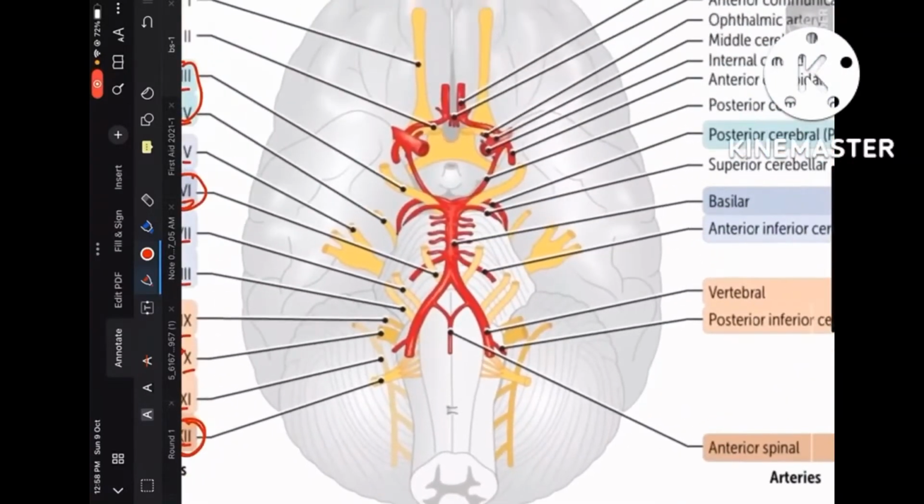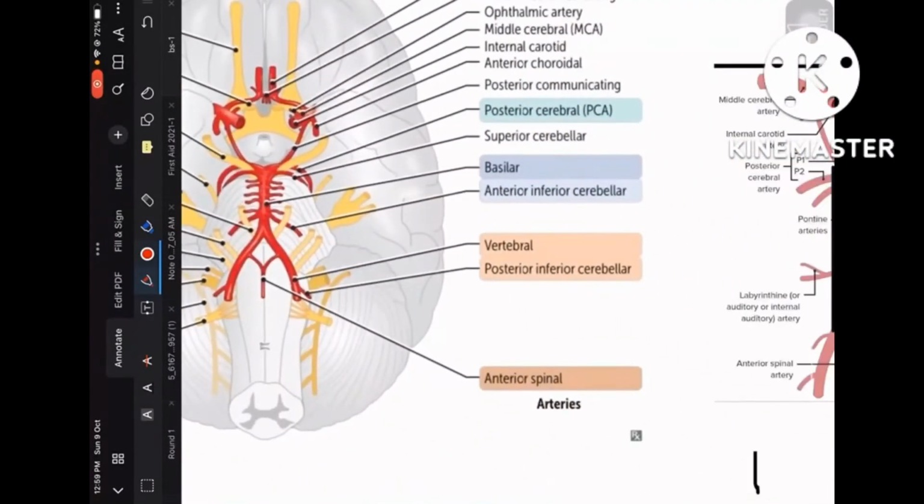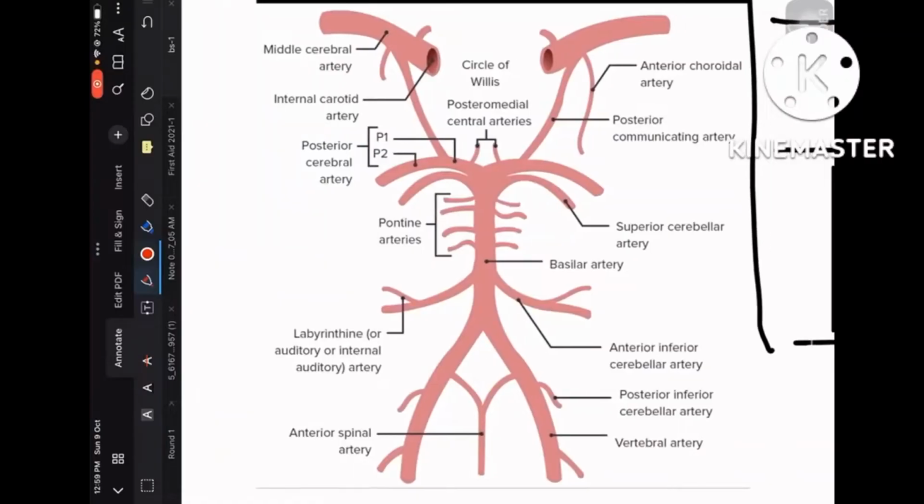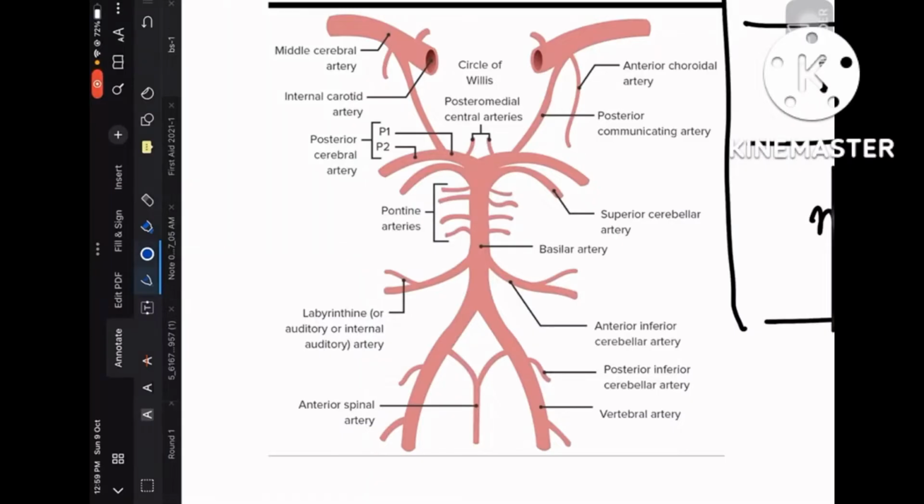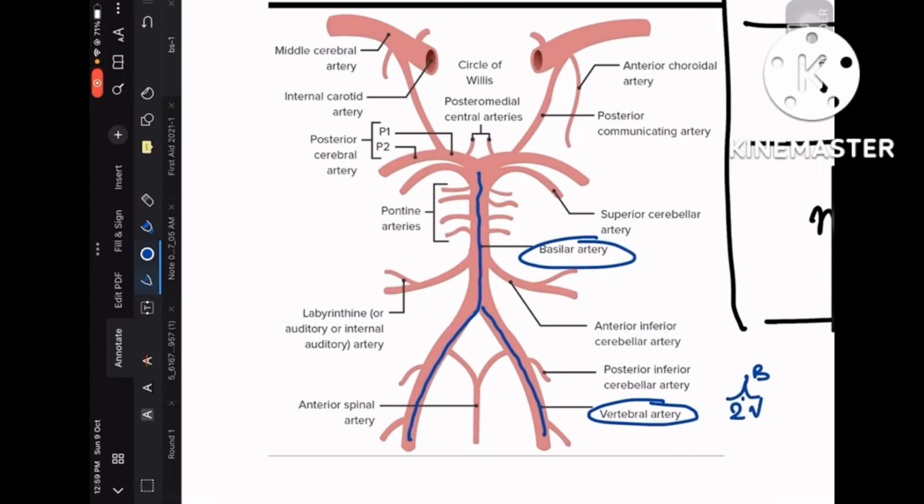What happens is, see guys, this is the circle of Willis for you. So I have brought an individual image also. See, I'll track these arteries, so try to look at this diagram carefully. You have 2 vertebral arteries which join together to form the basilar artery. And this basilar artery divides into the posterior cerebral arteries, that is PCA. 2 vertebral arteries join together to form one basilar artery which gives 2 posterior cerebral arteries.